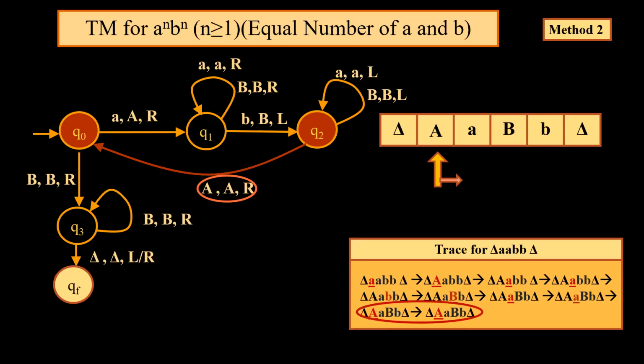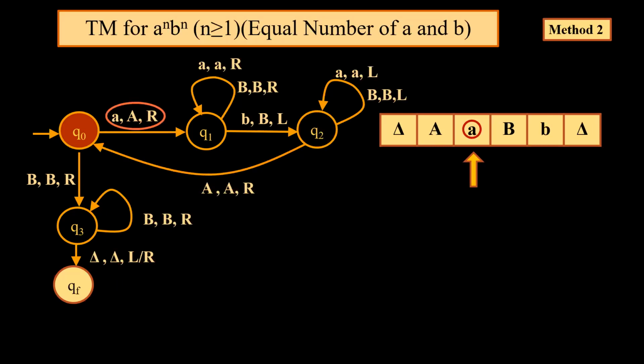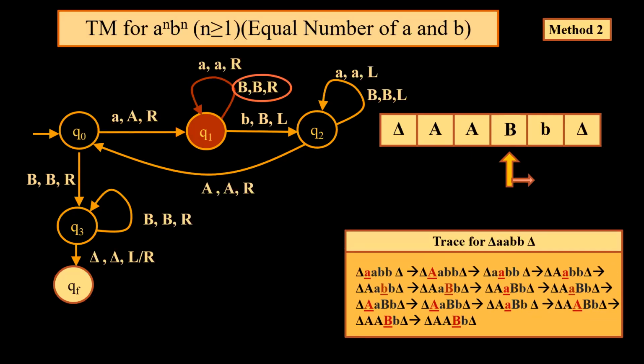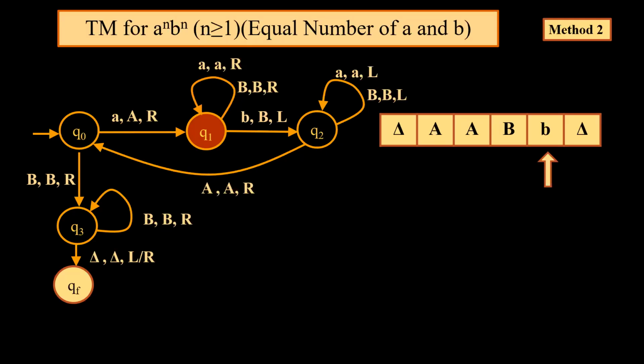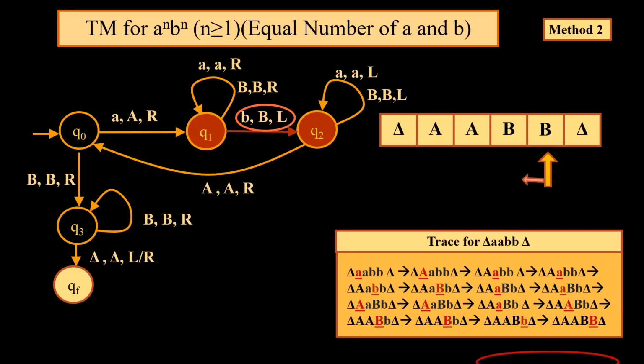Here we come across small a. We will convert it into capital A and we move one step towards right. Without making any change in capital B, we will move towards right in order to identify next small b. We come across small b. The moment we come across small b, we will convert it into capital B because we have already converted one small a into capital A. And corresponding to that, we need to convert one small b into capital B. We have converted this and we will move back.